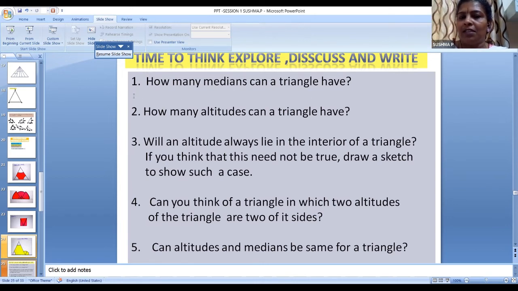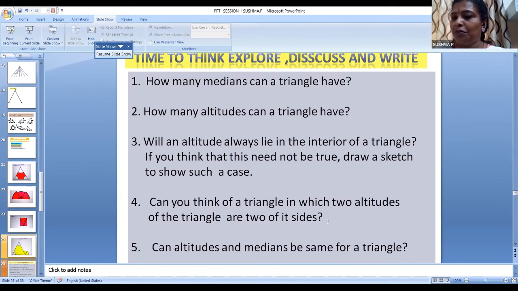When you ask questions like this, how many medians can a triangle have? How many altitudes can a triangle have? You have to go grade it one by one. Will an altitude always lie in the interior? It makes them think and understand. And they are asked to draw a sketch to show if it is not true. So they will think on it.